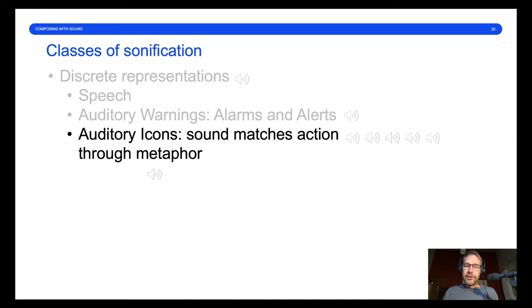Now, an icon is something that represents something in the real world, and it usually uses a metaphorical relationship between the icon and the thing in the world. And there are a great set of examples of this kind of matching of action or affordance in a user interface through these metaphorical auditory icons. So here are some examples from the Apple user interface.